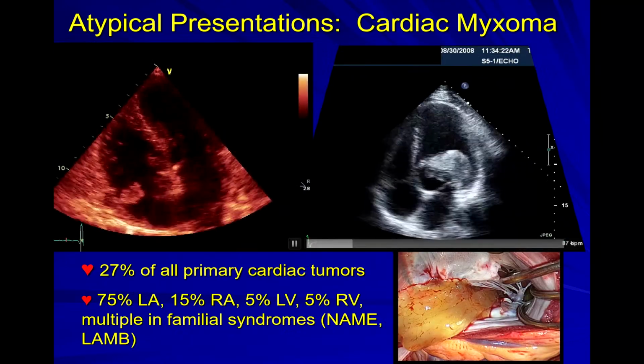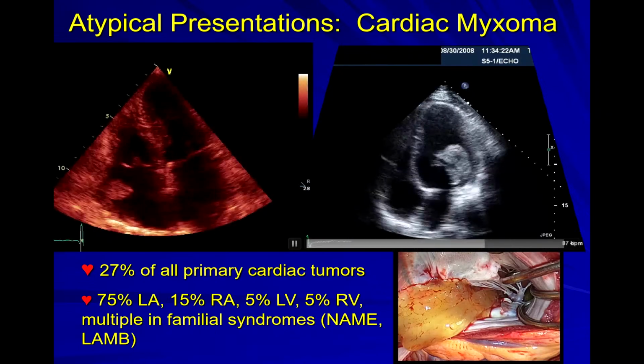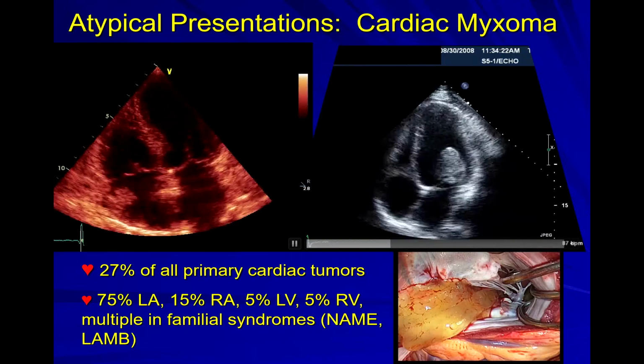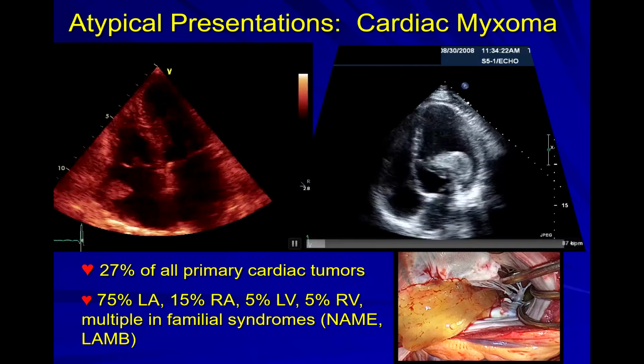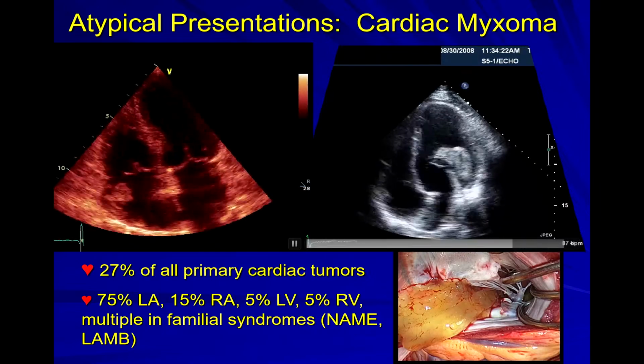So there are atypical presentations, which make it even more complicated. So we talked about how cardiac myxomas are the most common benign primary cardiac tumors. And we talked about how usually they're in the left atrium 75% of the time. But we see them in all sorts of locations.